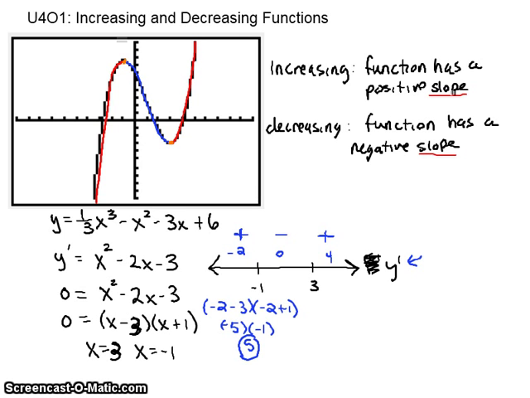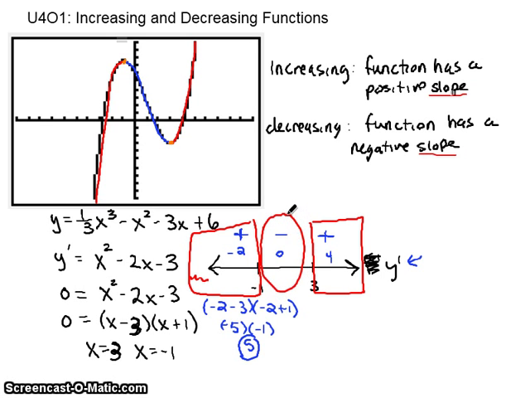So we can see from our number line that from negative infinity all the way over to negative 1, my slope is positive, so my function therefore is increasing. If we go from 3 all the way to infinity, we know that the function's derivative is positive, therefore we are increasing. And then in between those, we can see that our derivative is negative, so our function is going to be decreasing.